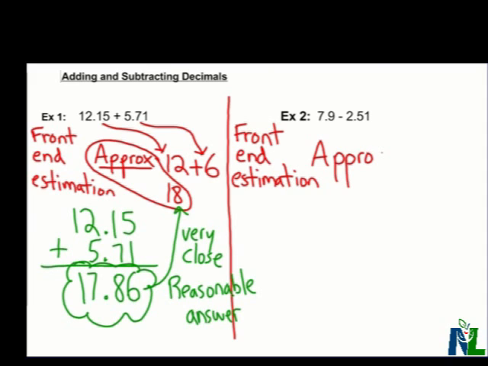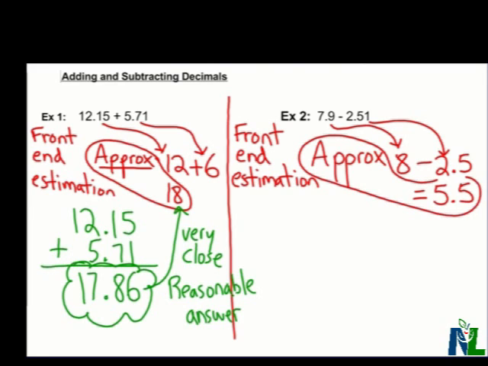So if we round 7.9, we'd round that to 8. And 2.5 is kind of right in the middle. I don't feel comfortable calling it 3 or 2, where it's pretty much right in the middle. So I'm going to keep it. It's 2.5. And if you work that out, you get 5.5. So when we actually subtract these numbers, we should get an answer really close to 5.5.